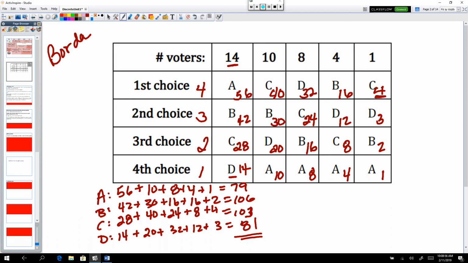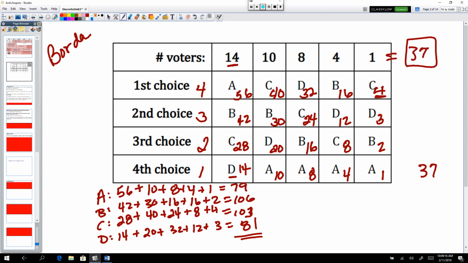Now, how can we check to make sure that all these points are right? Let's think about it this way. How many points are there allotted for the entire election? How many voters were there? There were 37 voters in this election, and we could find that by adding all of these up, right?